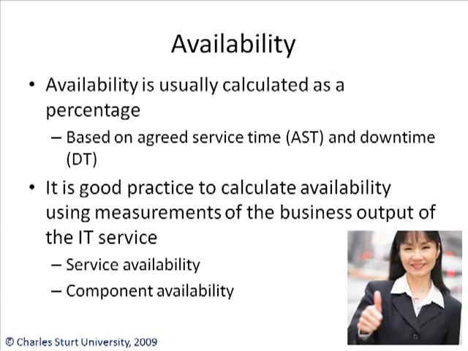Now availability is usually calculated as a percentage or a ratio, and it uses factors like AST and DT. AST is the agreed service time, the time you agree with your customer, typically within an SLA, that the service will be available to them, for example Monday to Friday from 9 to 5. And also you've got the factor downtime, and downtime is of course the time that the service is not available to them.